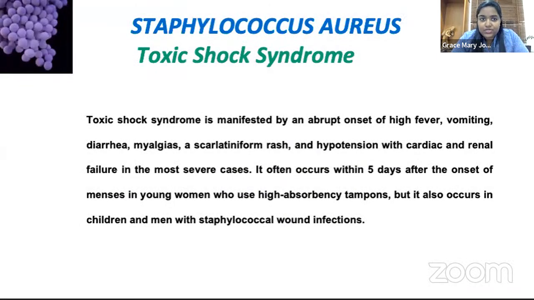So the toxic shock syndrome that I told you about has a range of symptoms from fever, vomiting, diarrhea, myalgia, rash, hypotension, and goes into cardiac and renal failure in most cases. So in females who are using high absorbent tampons, after having their onset of menses, usually after 5 days of using that, when the patient comes collapsed and hypotensive, this could be one reason, which we don't see here in India much, but in the US, they do see this. But also, it can happen in children and men with staphylococcal wound infection as well. That's why we always give something to counter the toxins that are produced by Staph aureus.